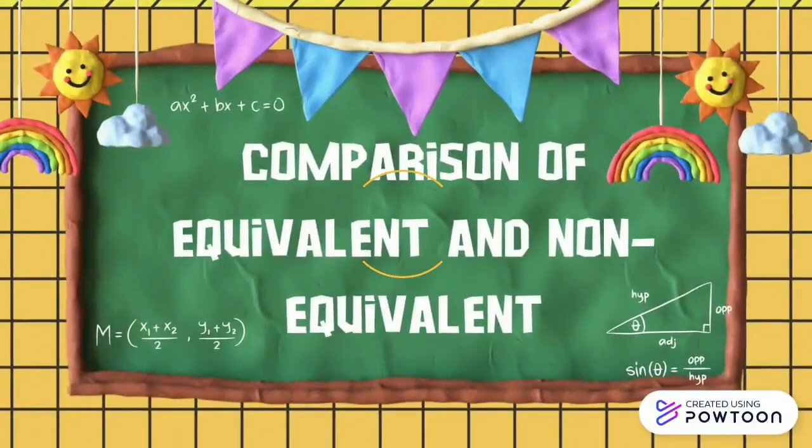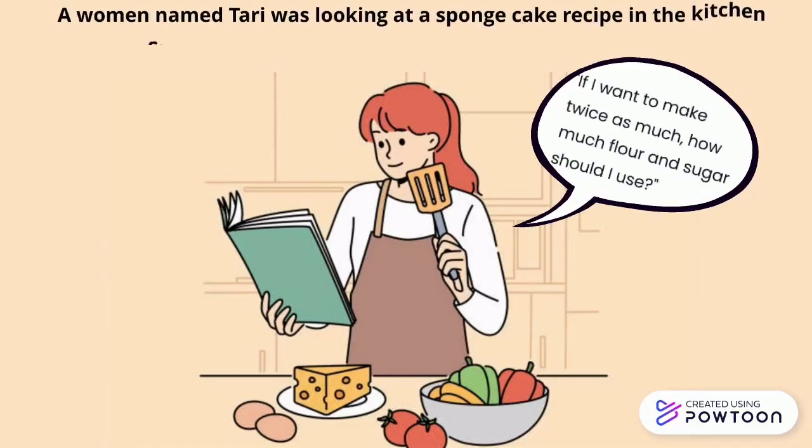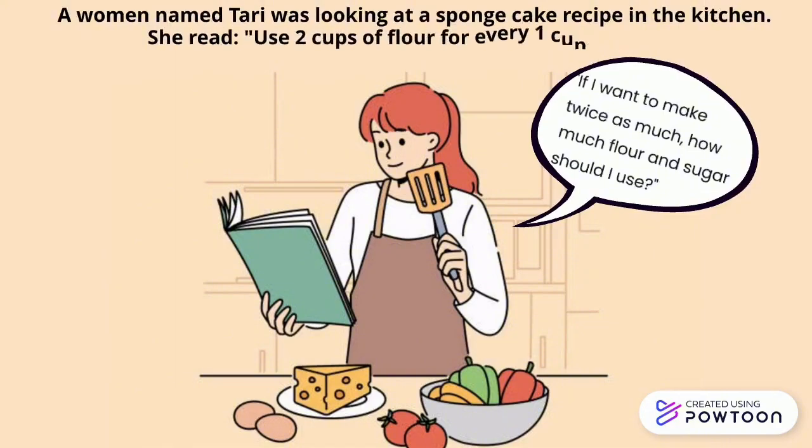Today we will discuss the comparison of equivalent and non-equivalent. A woman named Tari was looking at a sponge cake recipe in the kitchen. She read, "Use 2 cups of flour for every 1 cup of sugar." Then she said, "If I want to make twice as much, how much flour and sugar should I use?"